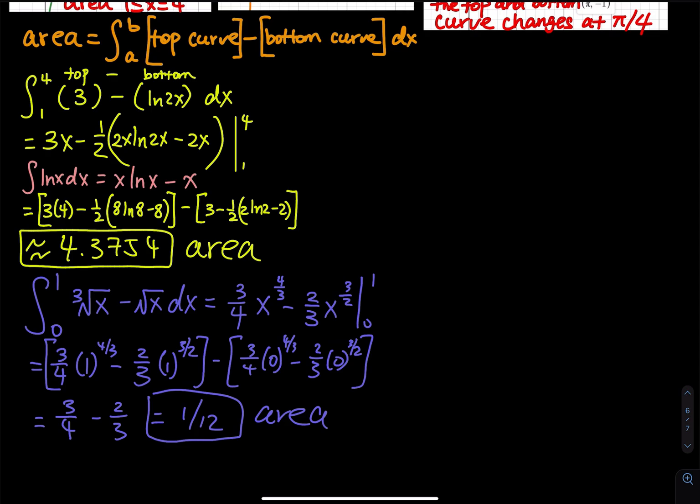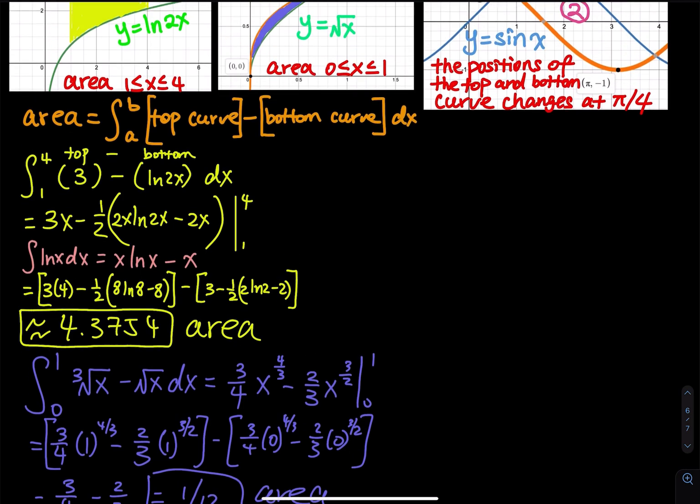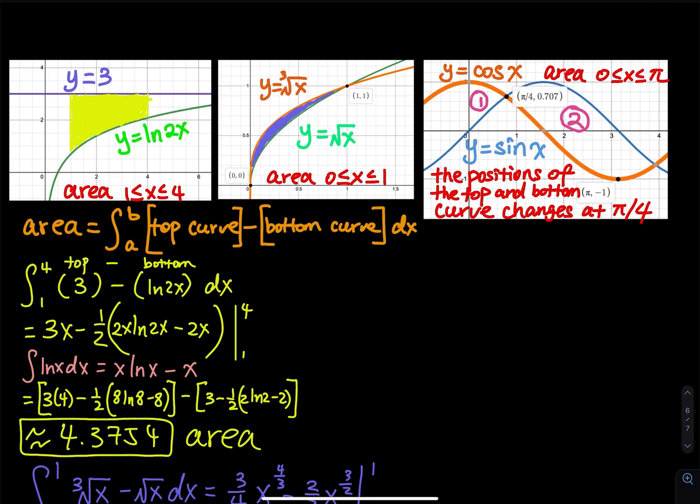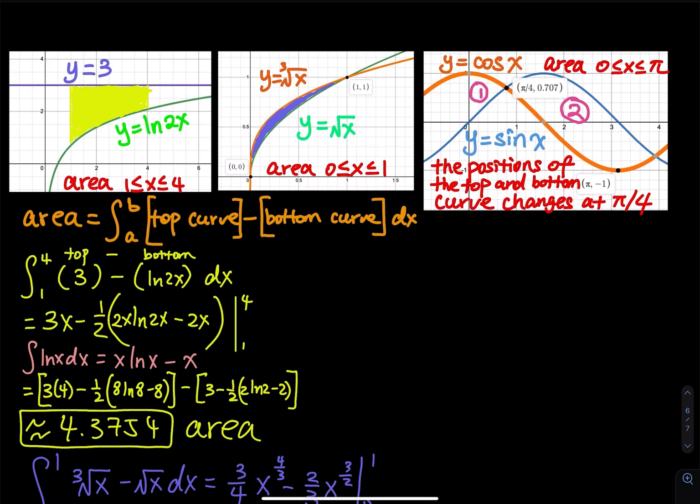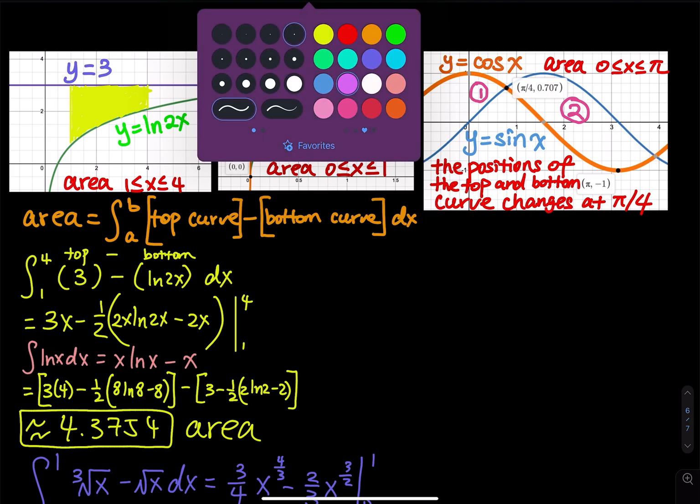And then the last graph is very special, and that problem pushes you to review your unit circle as well. So let's go to the third graph. So the third graph, we have a cosine and a sine, and I want to go from 0 to pi. And as you can see, do you see 1 and 2? For 1, cosine is on top, sine is on the bottom. So I'm going to match the color.